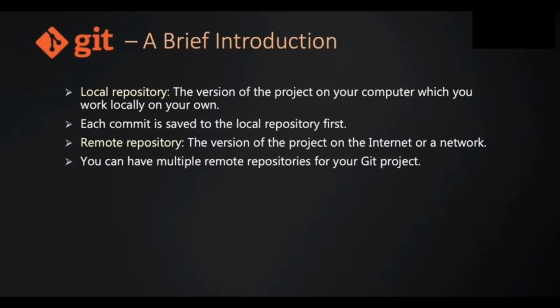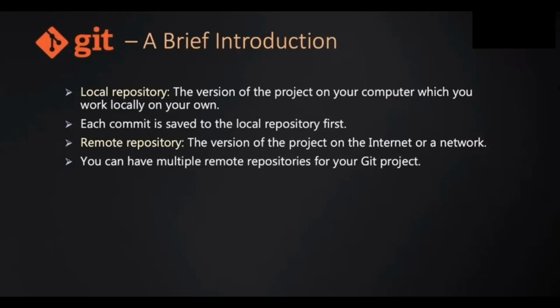Local repository: the version of the project on your own computer, which you work on locally on your own. When we work with Git in a few minutes, internally Git will create a local repository. There might be many other people or developers around the world who are working on the set of code that I am working on, that maybe our team is working on. So Git is internally creating a local copy that is referred to as a local repository, and the one in GitHub or in the central location is referred to as the remote repository.